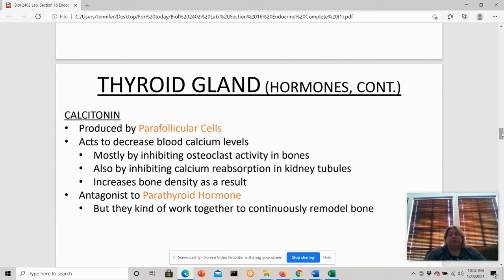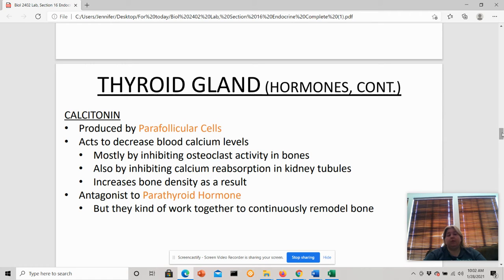Now, there's also another hormone that's produced by the thyroid gland, and this is calcitonin. It is produced by the parafollicular cells. Calcitonin's job is to decrease blood calcium levels, and it typically does this by inhibiting osteoclast activity in the bone.